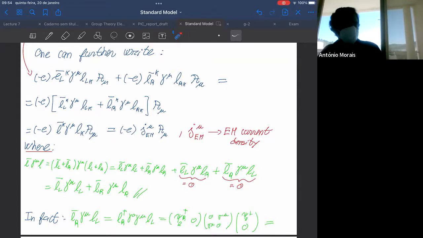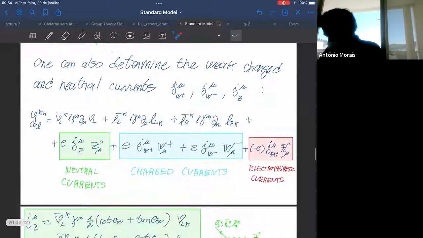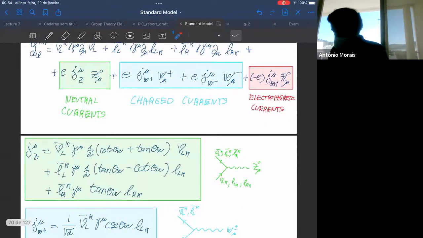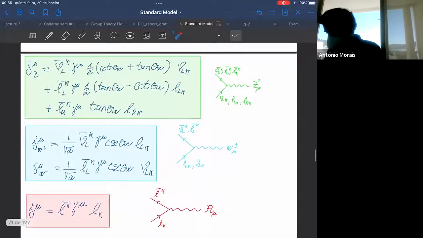So I was saying that the electromagnetic currents don't distinguish between the left and the right part, and they are vector type, because it's only this gamma mu that takes place in the definition of the electromagnetic current density. But it's not the same when you talk about the weak currents, the charged and the neutral ones. For the neutral ones, it sees the left-handed part as a vector minus axial vector current because of the gamma 5, and this has to do with the chiral projector, one minus gamma 5, to project out the left-handed parts, and the right-handed part is V plus A, or in other words, a vector plus axial vector current.